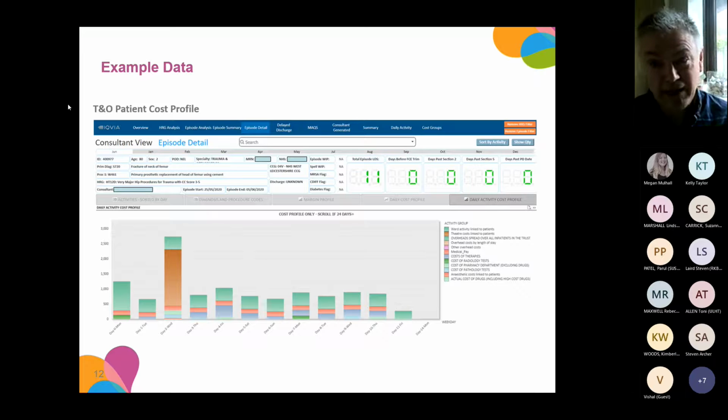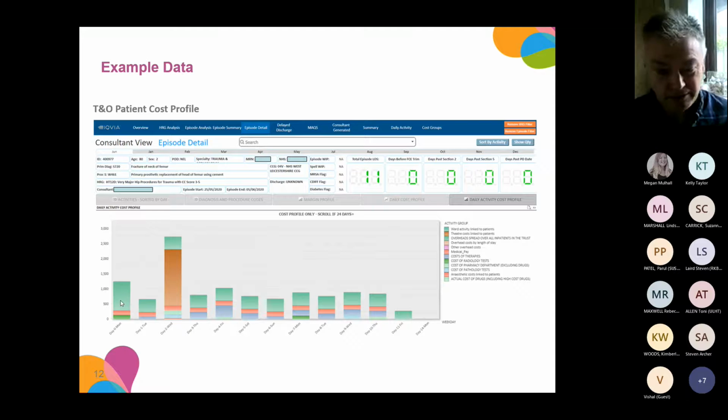So this is the patient bill level. It's not showing the cost, but it shows what we're actually doing to a patient on each day of the week. So this is an 11-day length of stay patient, fracture neck of femur. And it shows that they went to theatre on day 2, which was a Wednesday. They were admitted on a Monday.